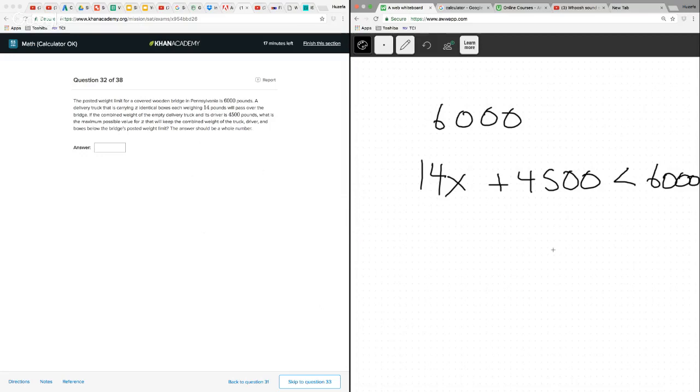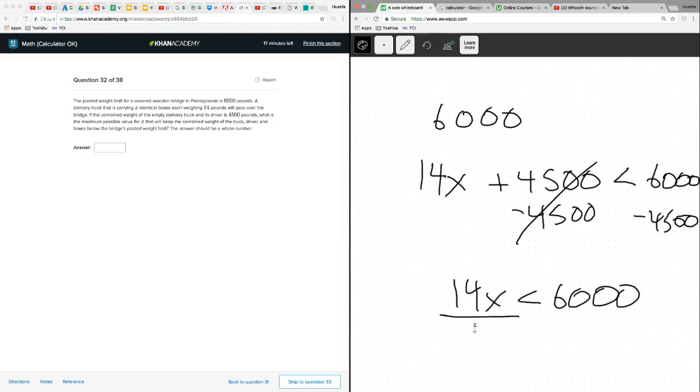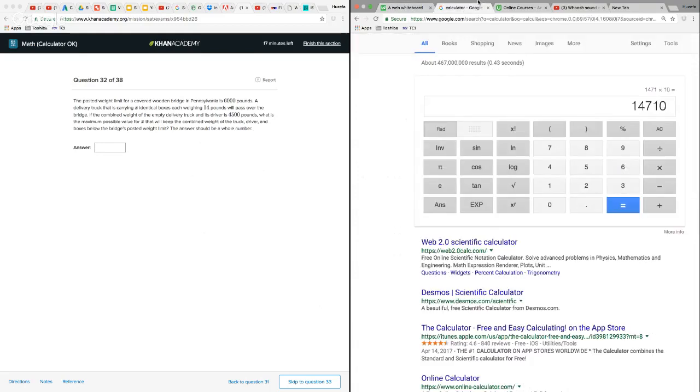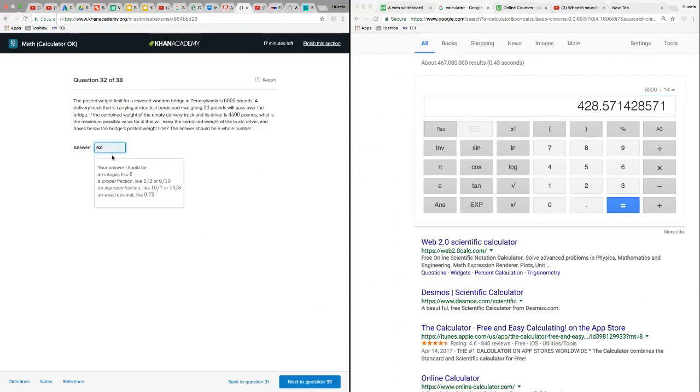So what is the maximum possible? Let's solve. Subtract 4,500, subtract 4,500. 14x is less than 6,000. Guess what? Calculator, section. I'm not going to risk it. I'm going to plug it in. 6,000 divided by 14 equals 428.57. Do we round up? No, because rounding up will take us over. So 428 is how many boxes we will carry. I think that sounds right.